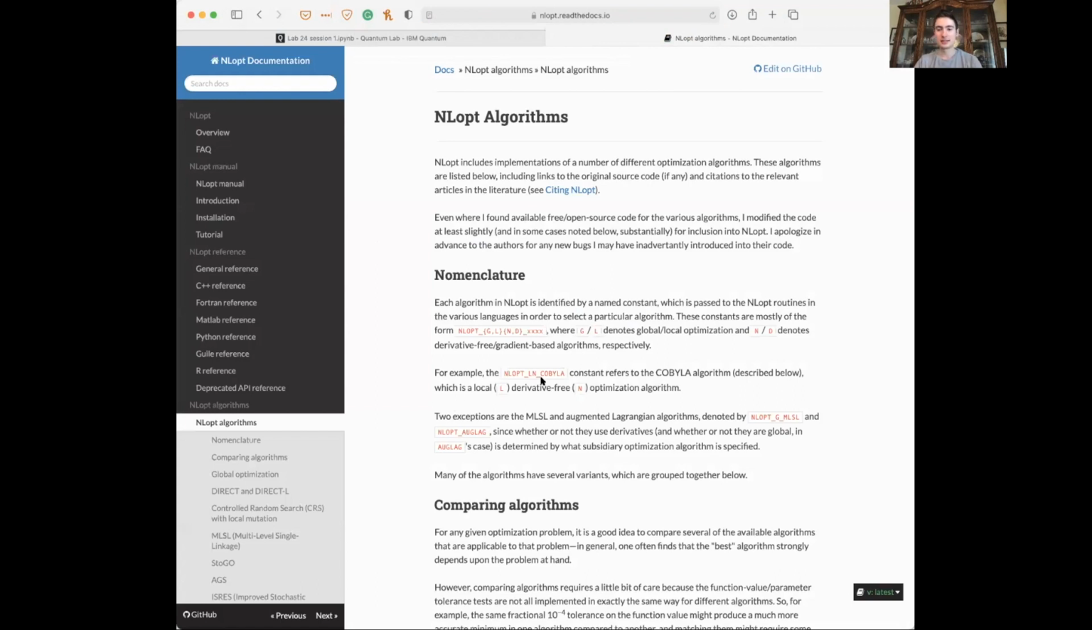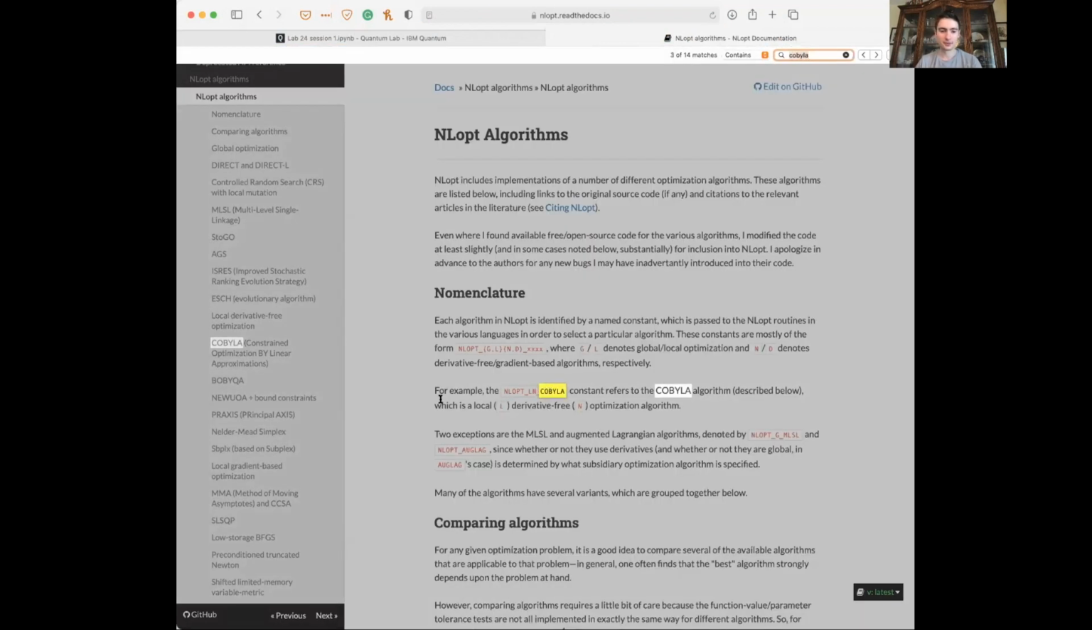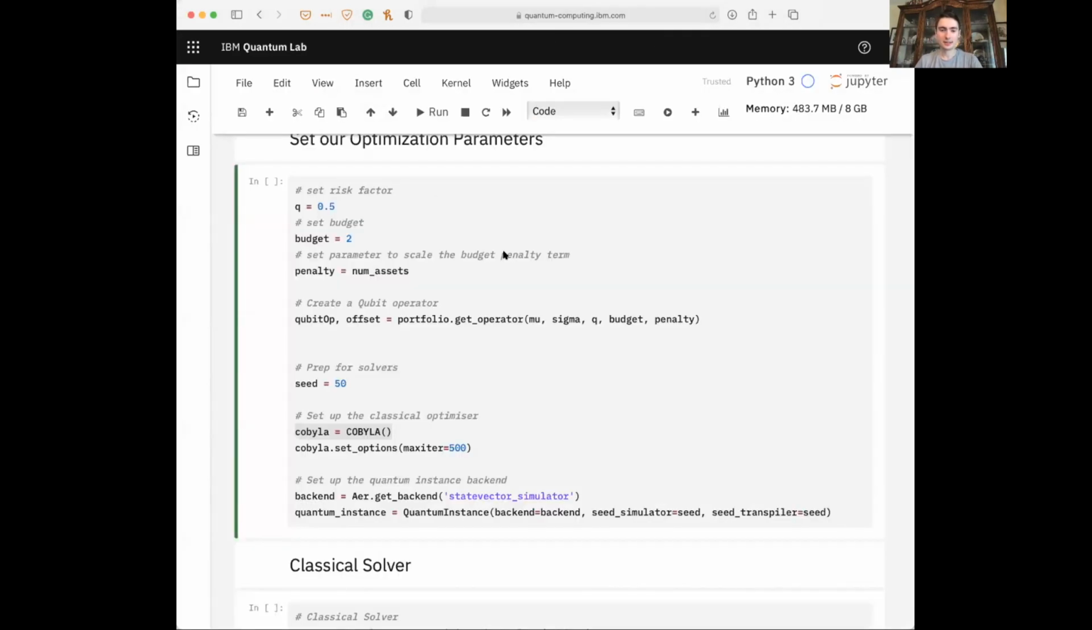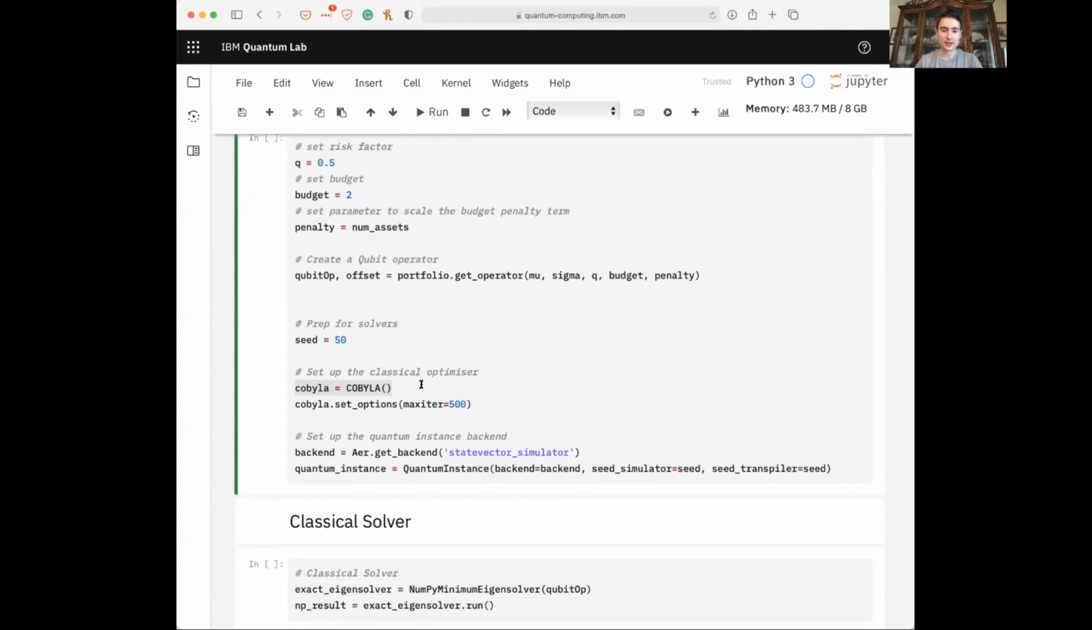So I guess if I Command F for QAOA in here, go to that. Yeah, and so here you can see that QAOA is a derivative of Powell's implementation of this constrained optimization by linear approximations algorithm for derivative-free optimization with nonlinear inequality and equality constraints, blah, blah, blah, with some other papers here if you want to read more about it, right? So don't need to know the details, but generally it seems it's an optimizer, right? It's going to do the classical part of our optimization. Cool. Okay. What else is interesting in here? Okay, so that's the classical part.